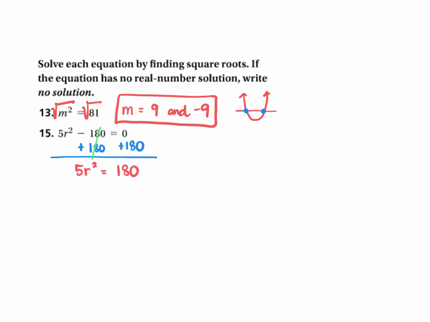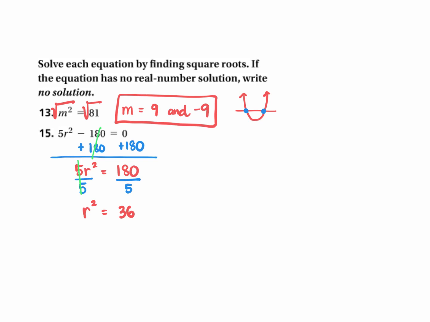Your next step is to cancel out the 5. You cancel that out with a division, which you want to show on both sides. On one side, the 5 in the numerator reduces the 5 in the denominator. That still leaves me with an r with a square on it. Some of you lost your square. That square is still there. And 180 divided by 5, you probably want your calculator for that, that's 36.